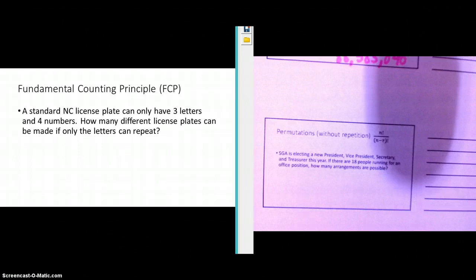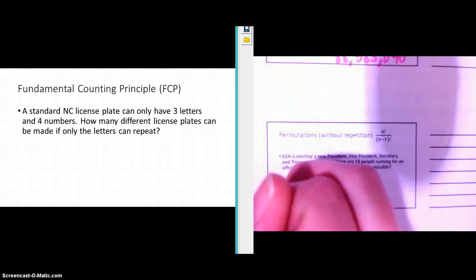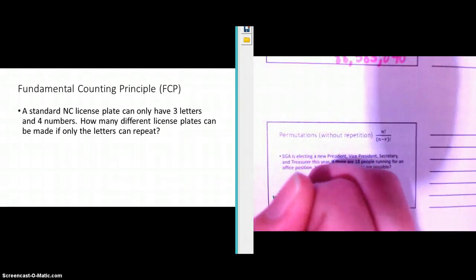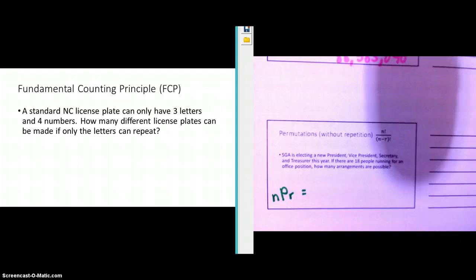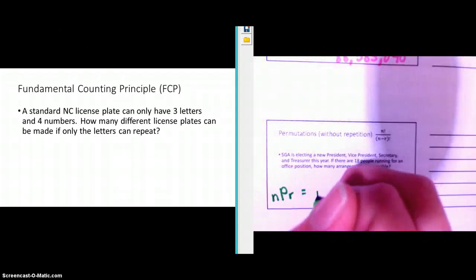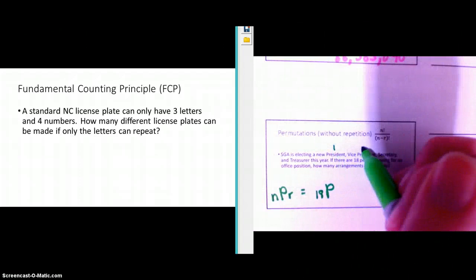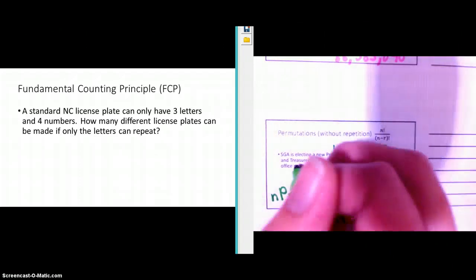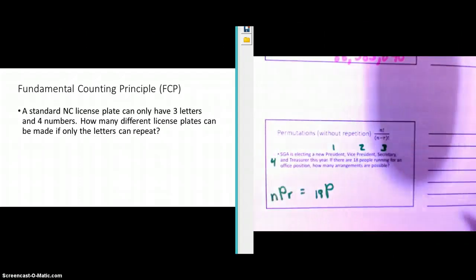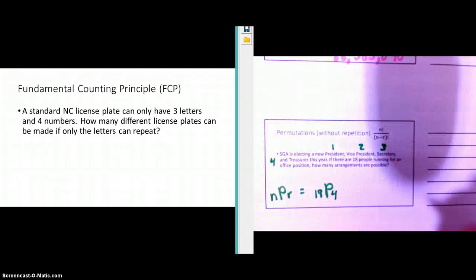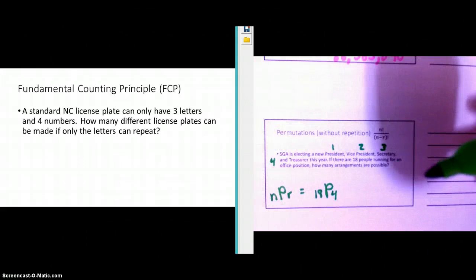So we know we have nPr for permutation, and in this case it says that 18 people are running, so we have 18, and there are 1, 2, 3, 4 positions. So it's 18 permute 4. The reason we do permutation is because order matters. If someone gets elected president and someone gets elected vice president, if they switch, it is not the same thing, like we did in class.